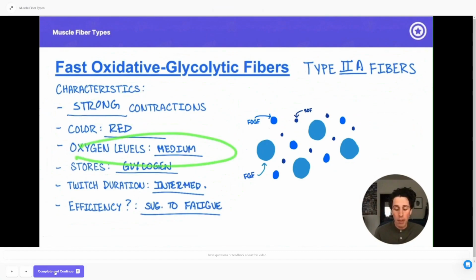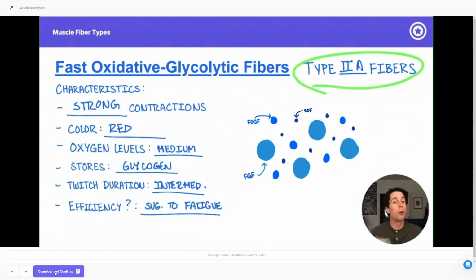We're going to have medium amounts of oxygen because we're also going to have glycogen stores for the anaerobic respiration of these fibers. The twitch duration is going to be an intermediate twitch, so it's going to be shorter than the slow oxidative fibers, which is going to be longer than the fast glycolytic fibers, and then it's going to be susceptible to fatigue, but it is still fairly efficient. So these are going to be those type 2 fibers or those fast oxidative glycolytic fibers.